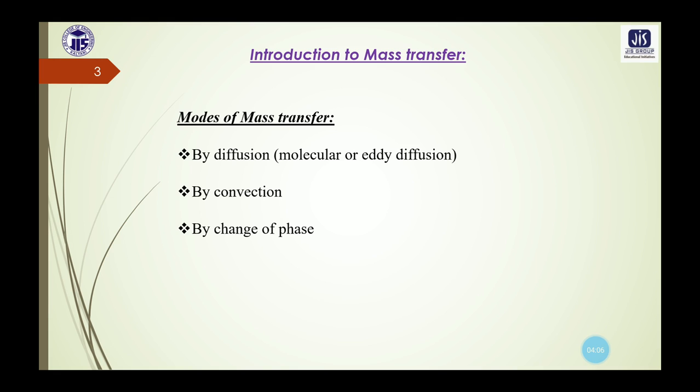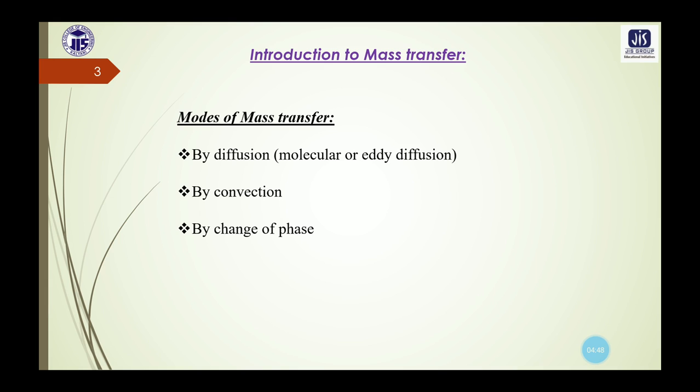Now, as I said earlier, similar to the different modes of heat transfer which we have studied, that is conduction, convection and radiation, there are also three different modes of mass transfer. So what are those three different modes? Those modes are mass transfer by diffusion, mass transfer by convection and mass transfer by change of phase. This mechanism of mass transfer depends on the dynamics of the system in which it occurs.